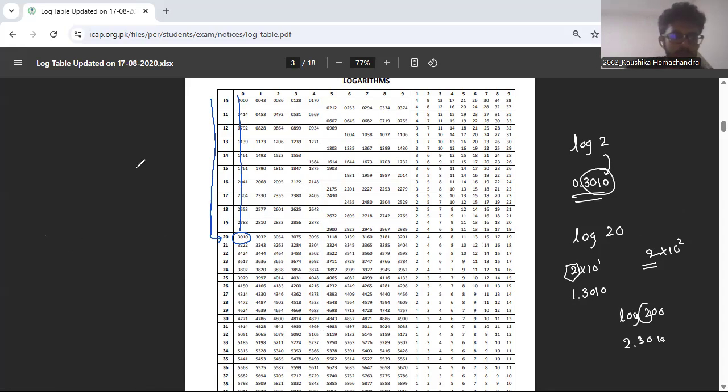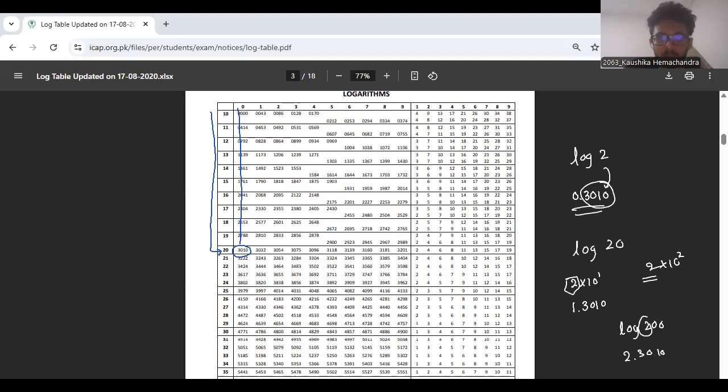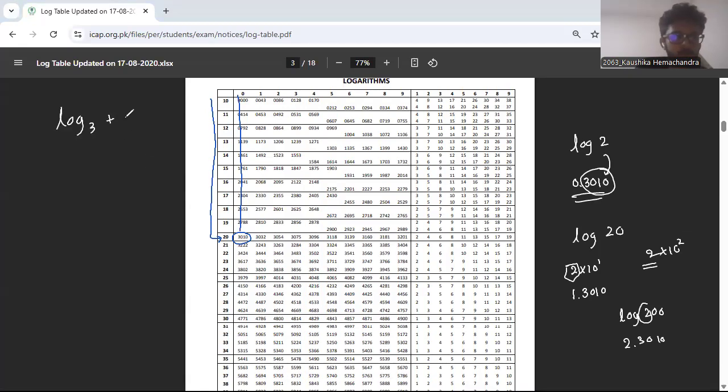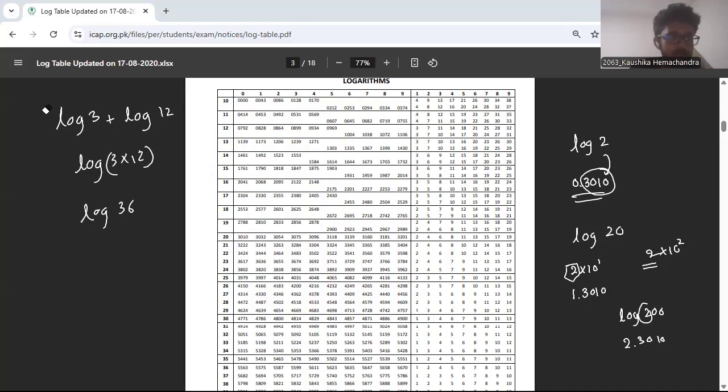So what's the first sum? It's log 3 plus log 12. Sorry, the 3 and 12 should be whole numbers. So it's log of 3 into 12, then you get log 36. Find out what the answer is for log 36.